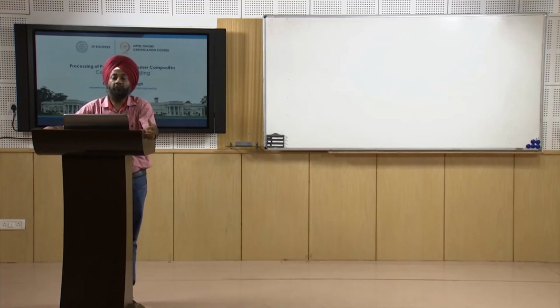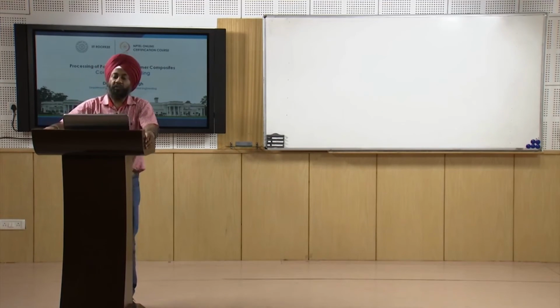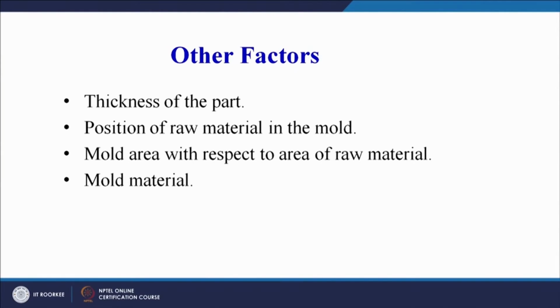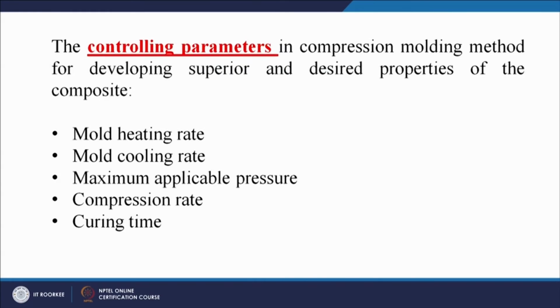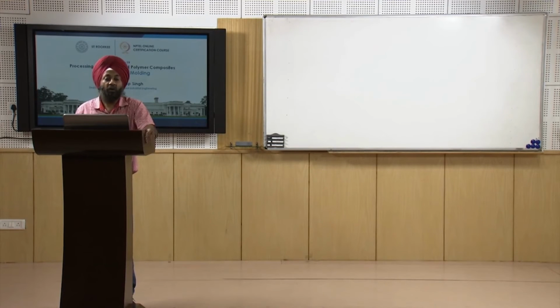So the parameters that we need to control are the heating rate, cooling rate, the maximum temperature, the maximum pressure that we are applying, the cooling time for which the mold is remaining closed, thickness of the part that we want to produce, position of raw material in the mold. In our diagram we can see where we have placed our raw material. We could have tried to place it at the bottom face of the mold also, but we have placed it slightly on the higher side.